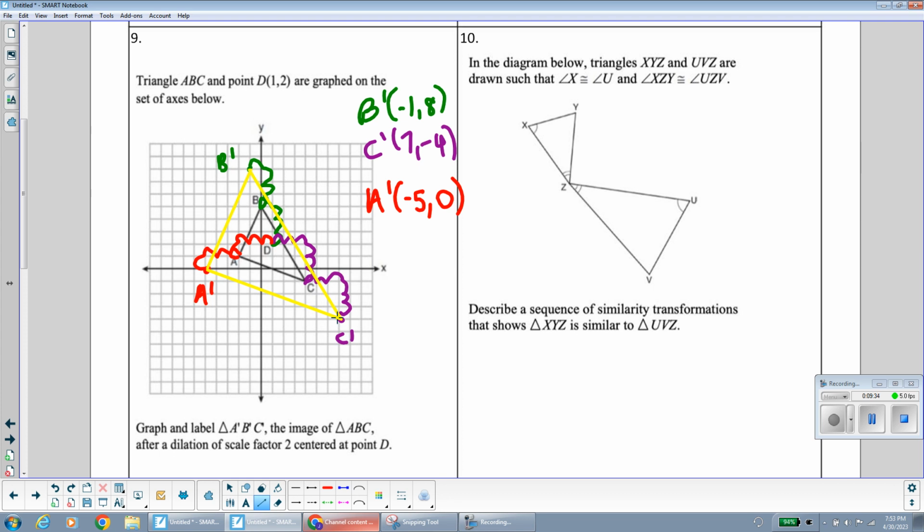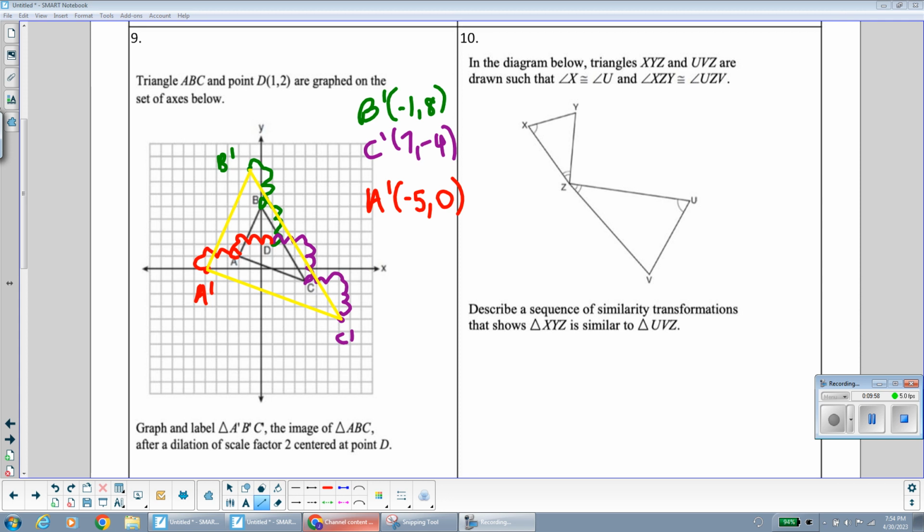A lot of people were subtracting from each of the points the center of dilation, so it would be recentered at the origin, then multiplying the coordinates by the scale factor because that's our rule for when we're centered at the origin, and then adding the center back. You can do it that way, but doing it graphically is just a whole lot easier and saves a whole lot of time.